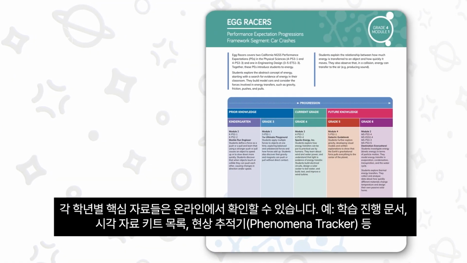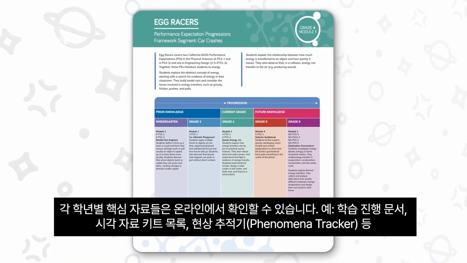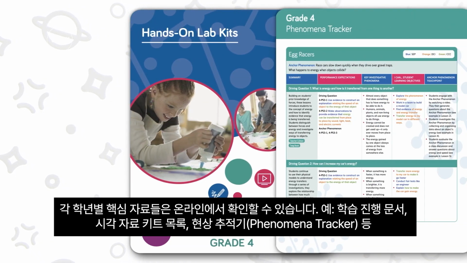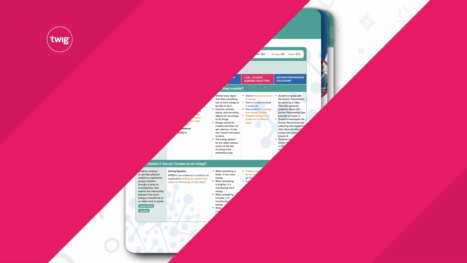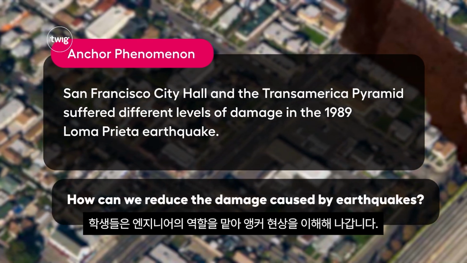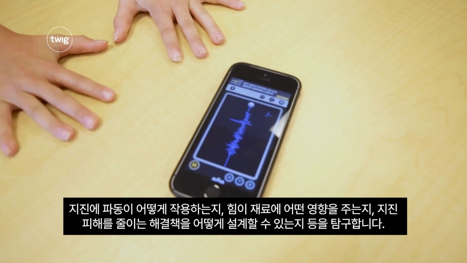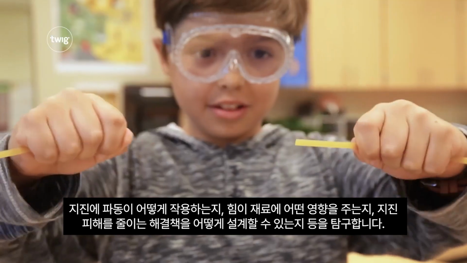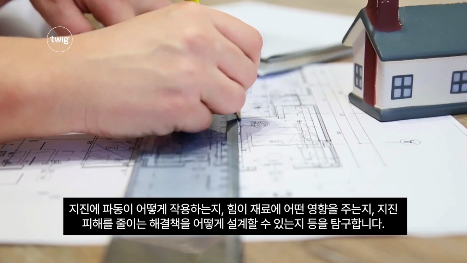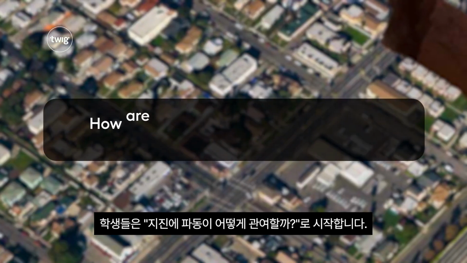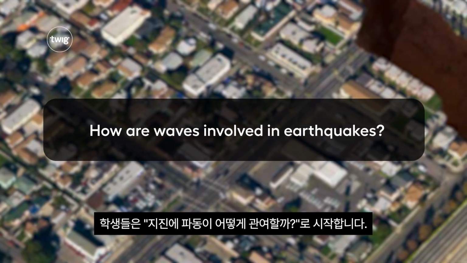Key progression resources for each grade can be found online, such as the progression documents, visual kit lists, and the phenomena tracker. Students make sense of the anchor phenomenon by taking on the role of engineers. They investigate how waves influence earthquakes, the impact of forces on materials, and design solutions to reduce the damage caused by earthquakes. To begin with, students investigate how are waves involved in earthquakes.